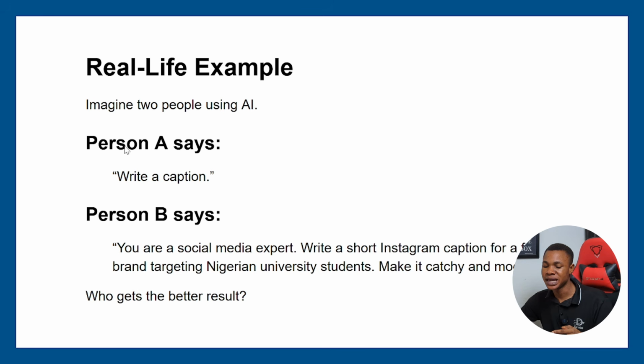So person A gets the best result. Sorry, person B gets the best result. Why? Because the prompt is better for person B than person A. So AI, I'll teach you some of the ingredients of AI.